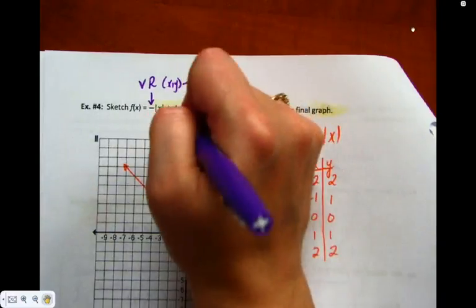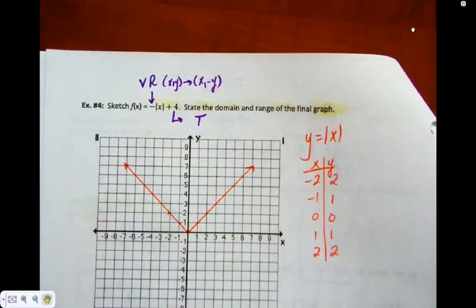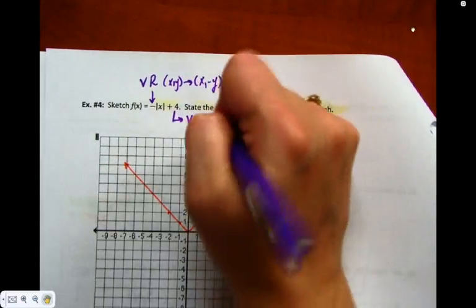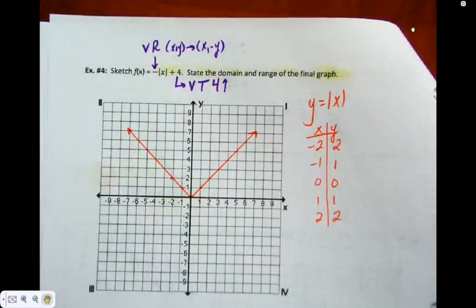The next thing I see is this +4. Because it's a plus, it's a translation. Is it vertical or horizontal? Vertical, y. Outside, and it is 4 units. The thing I like best about this unit is it's very logical. So it's always going to be vertical when it's outside. It's always going to be horizontal when it's inside. Negatives are reflections. Adding or subtracting are translations. How are we feeling so far?